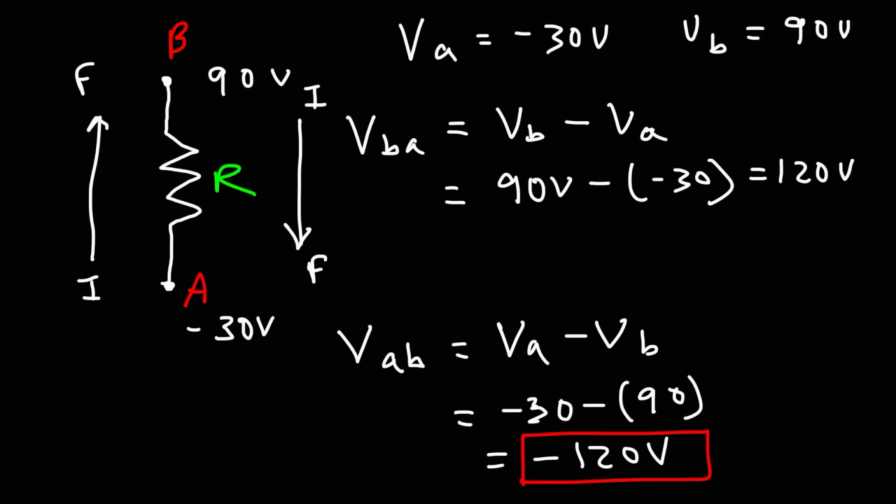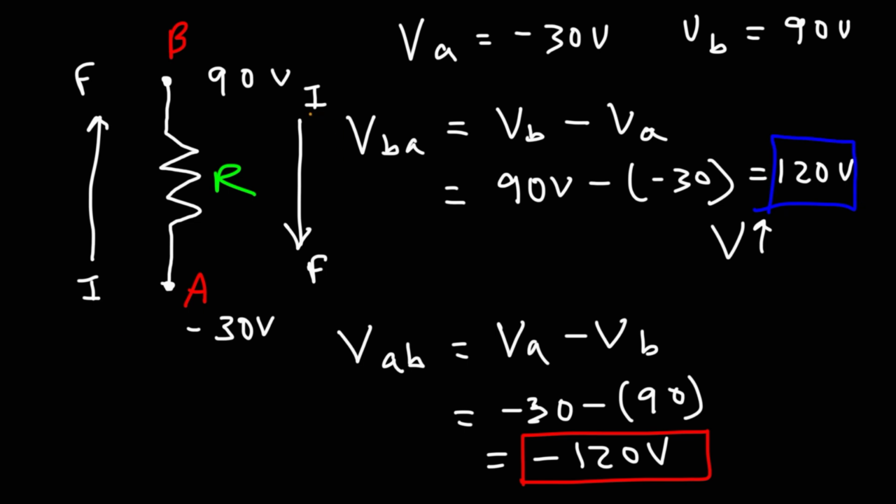So let's think about what's happening here in terms of the direction in which we're moving. So during the first part, we're going from A to B. Is the potential increasing or decreasing? As we go from A to B, it changed from negative 30 to 90. So the potential is increasing. Therefore, we got a positive value.